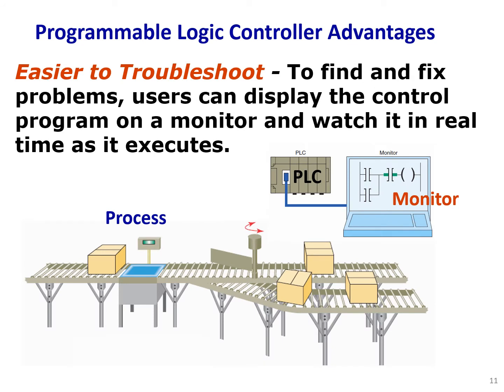Another advantage of PLCs over relays is that they are easier to troubleshoot. To find and fix problems, users can display the control program on a monitor and watch it in real time as it executes. So you see that the PLC is connected to a monitor, and we could watch in real time how the program executes here. Okay, in what stage we are, and we could then easily troubleshoot or change, modify or enhance our program.